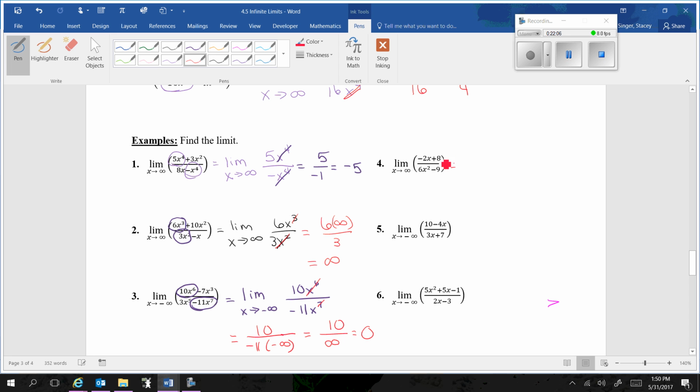Number 4, looking at my highest powers, I got negative 2x and 6x squared. So the limit as x approaches infinity of negative 2x divided by 6x squared. Cross all my x's. And why don't you try to finish these next 3 on your own, and I'll pop back in a little bit to give you the answers.